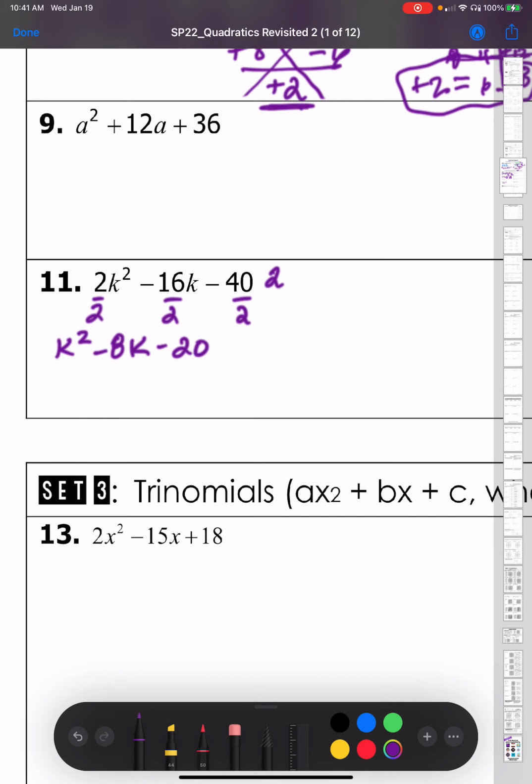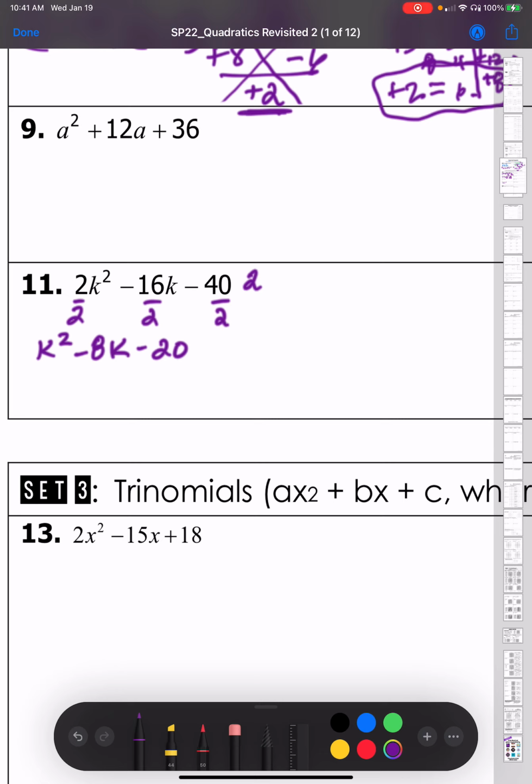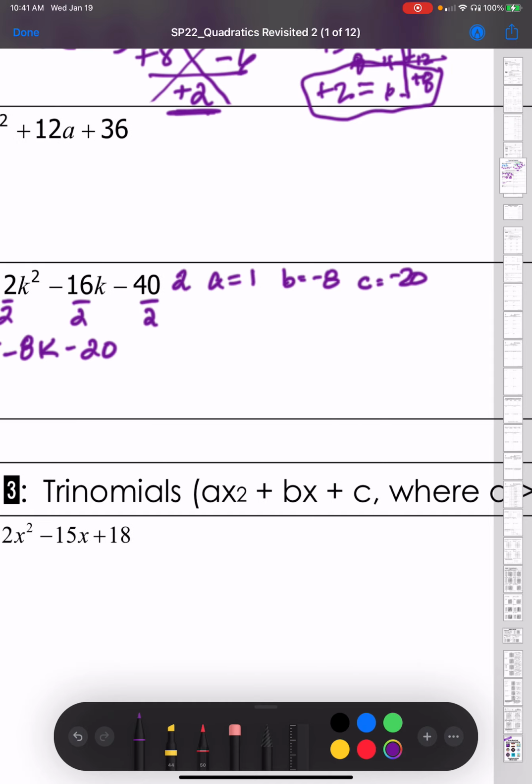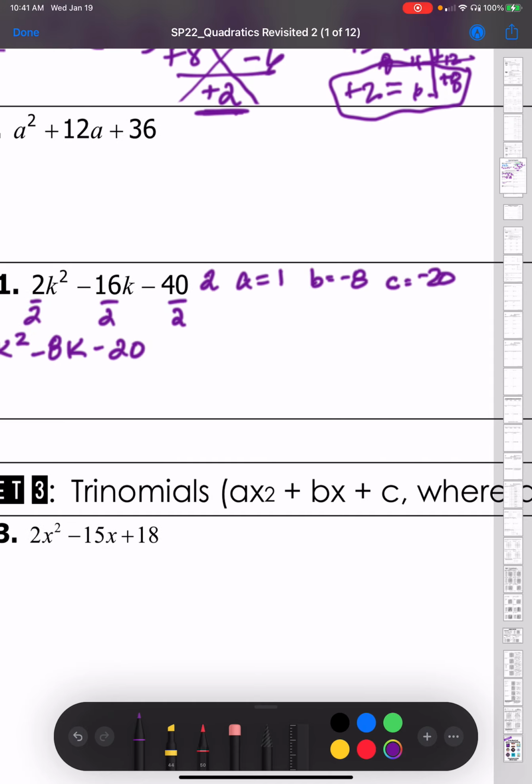And so now that I have the greatest common factor factored out, I can list my A is 1, B is negative 8, and C is negative 20. Go to my factor cross. A times C. So A is 1, C is negative 20, so 1 times negative 20 is negative 20. Add together to get B, which is negative 8. So what are the factors of negative 20 that would add to be negative 8?